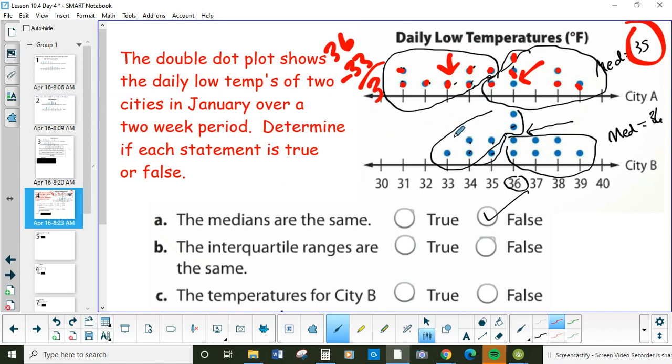Let's try city B. I have 7 here, so the middle, I'm going to have 3 on each side, and the middle will be this one right here. The first quartile is 35. Second quartile is the median. Third quartile, again, 2, 4, 6, 7. So half is 3 and 3. And then the middle of those 3 and 3 would be 37. And I see that the interquartile range is 3 for city A and 2 for city B. So the interquartile ranges are the same? No, that's not true either.